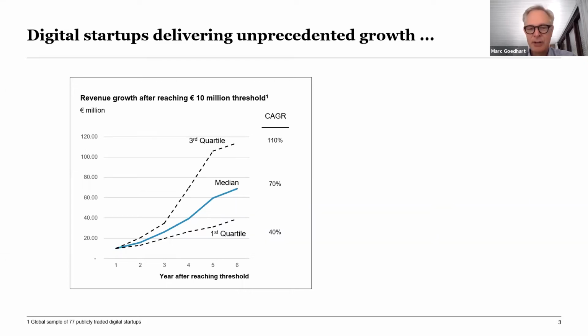And here is just one illustration. There are many ways to actually show this. This is for a set of stock exchange listed digital startups, showing the growth from the year after they reached the first 10 million in revenue. So let's say some sizable scale, and what is the subsequent growth in the first 5 or 6 years after reaching that 10 million revenue threshold. And we can see that even for the median, that growth rate is around 70%. Phenomenal growth percentages, and even for the lowest quartile, the lowest quartile growth among these digital listed startups is around 40%. So very high growth, which means that not just revenues, but also costs, margins will change enormously from year to year, or in some businesses even from quarter to quarter.